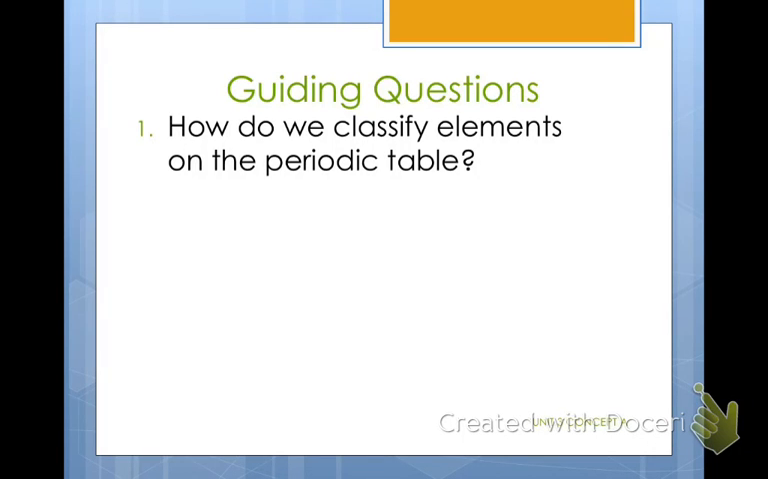All right, now that you've gotten a decent introduction to the periodic table, let's look at some of the other pieces of information that we can get from the table. In other words, how do we classify those elements? Yeah, they have symbols and names, but is there anything else about them that makes them special?